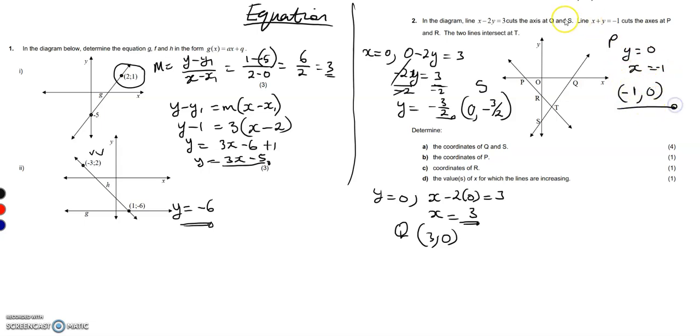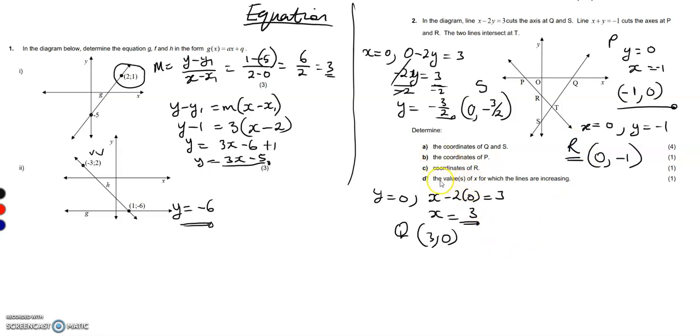Okay, so for the x-intercept, y is equal to 0. That's what you must know. Coordinates of R, we are looking for the y-intercept now. So what are we going to do? x is going to be equal to 0. When x is equal to 0, what do we get? Our y is going to be equal to negative 1 as well. So here it is going to be 0, negative 1. That's the coordinates for R.